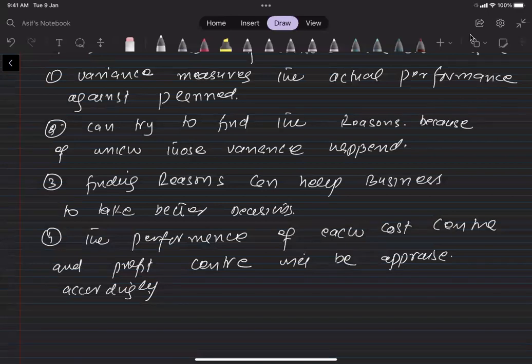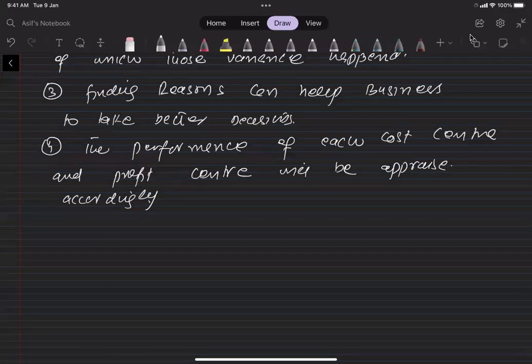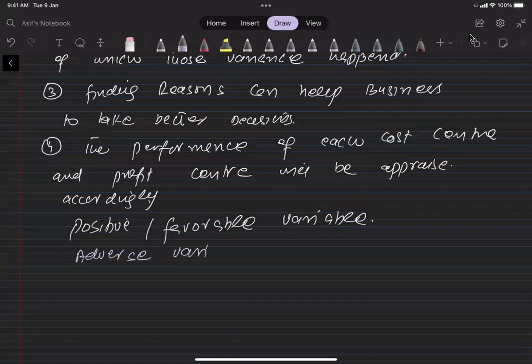Now, there are two types of variances. One is called the favorable variance, when the actual sales figures are higher than the budgeted figures. These will be called positive or favorable variance. Similarly, if expenses are less than the planned expenses, this is also favorable variance. And there is adverse variance. This is when the sales are less than the planned figure and the expenses are more than the planned figures.